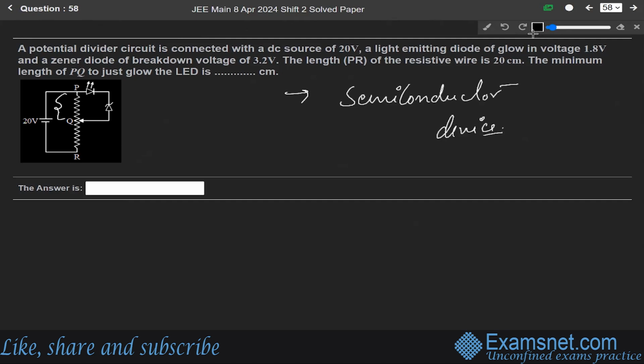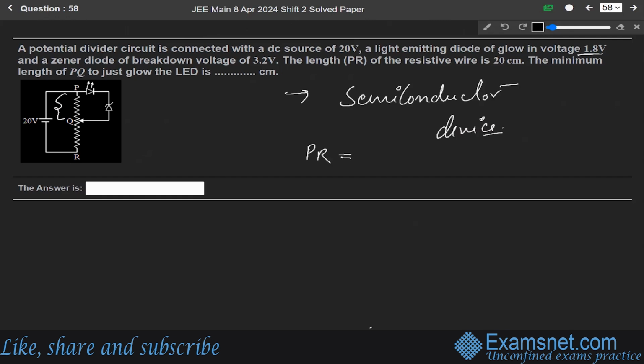Okay, so we are given P, Q, and R. There are two diodes, and a battery is given, a DC source of 20 volt. Okay, so for this we can see that PR is equal to, okay, one more thing.